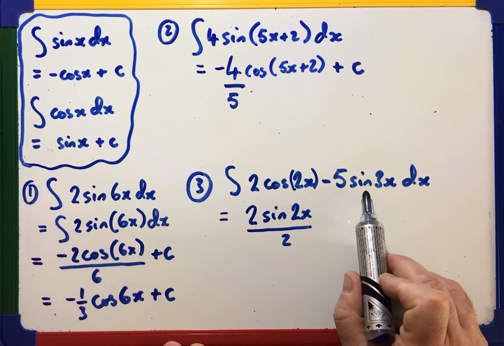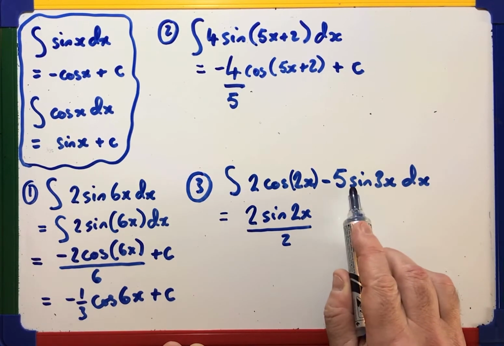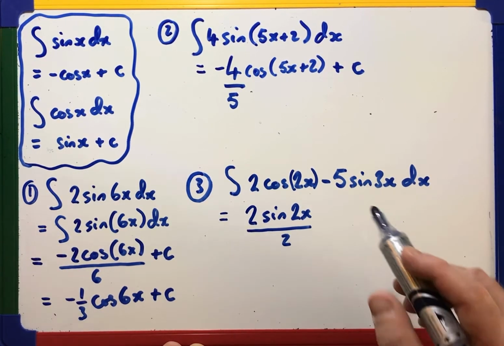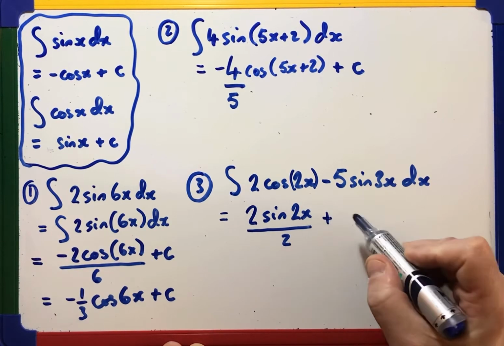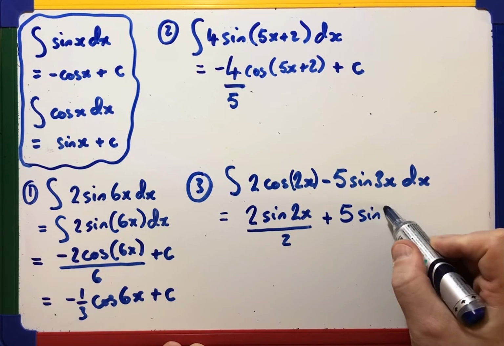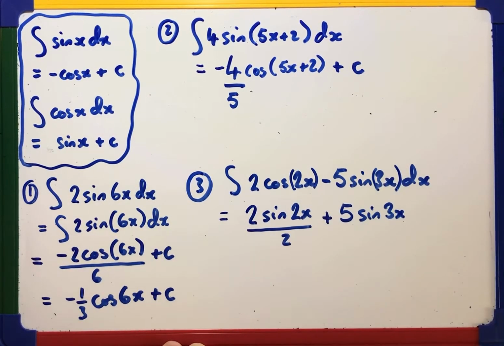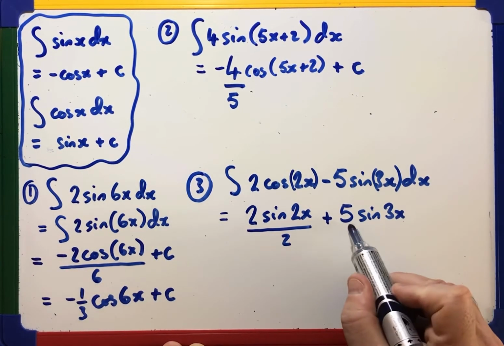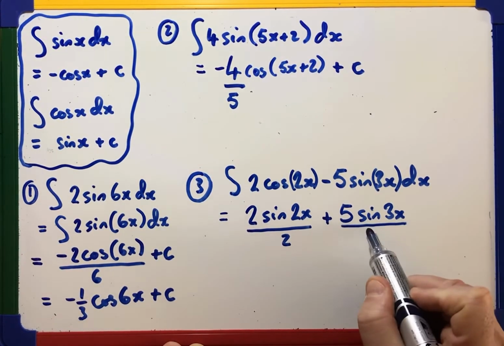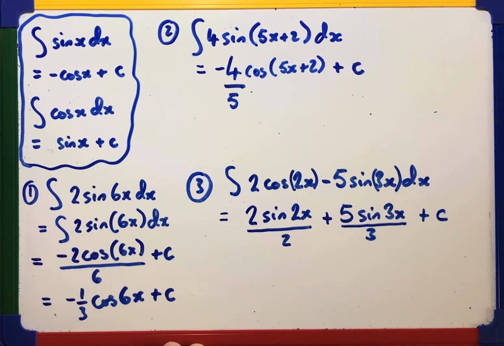And if we look at the next one, it was sine. Now remember, sine goes to minus cos, but minus of a minus is a plus. So that's going to be plus 5 sine 3x. And remember, again, you could think of that as really being a bracket. So if we differentiate that, it would give us 3. So that's all going to be over 3, plus some constant of integration, c.